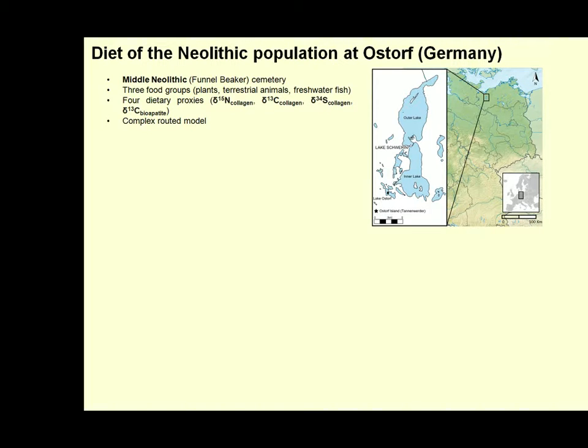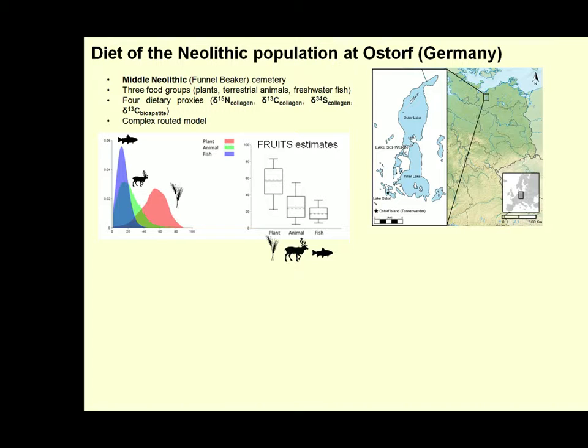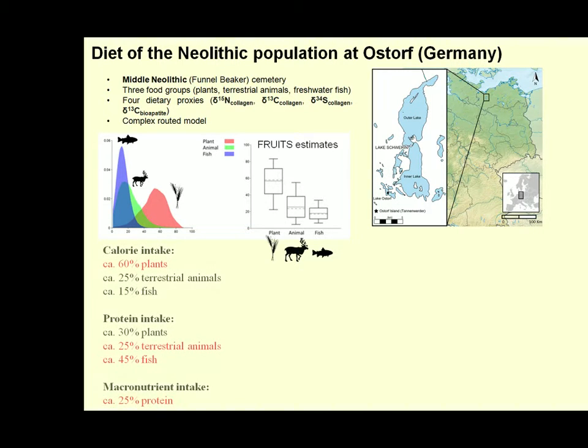Now, these are the estimates generated by fruits for the caloric contributions coming from each of these foods towards the group average, which we can summarize as follows. The majority of the caloric intake was coming from terrestrial plants. But if we focus only on the protein component of those diets, about 70% of those calories were coming from animal foods, and 45% was coming from fish.